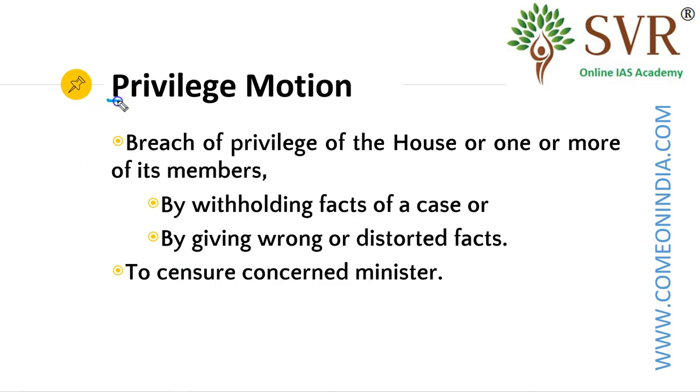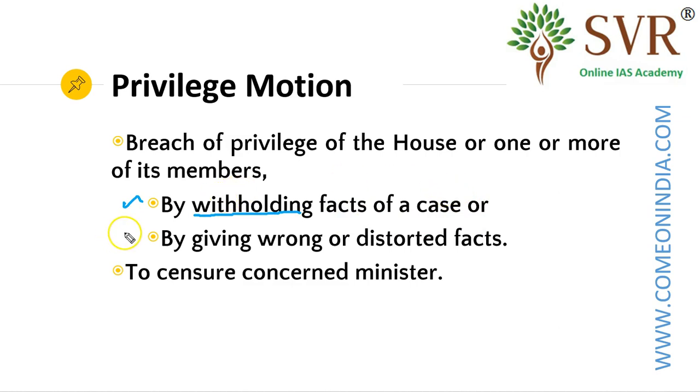After closure motion, the privilege motion is the next important motion which is passed in the House of Parliament. This privilege motion is mainly concerned with the breach of parliamentary privileges by a minister in the House of Parliament. Any member of the House of Parliament can move this privilege motion against a minister whenever the member feels that the minister has breached the privilege of the House or any one or more of its members. Actually, this kind of privilege motion can be launched on the grounds of the minister withholding or hiding the fact from the House of Parliament regarding any public cases with a self-interest.